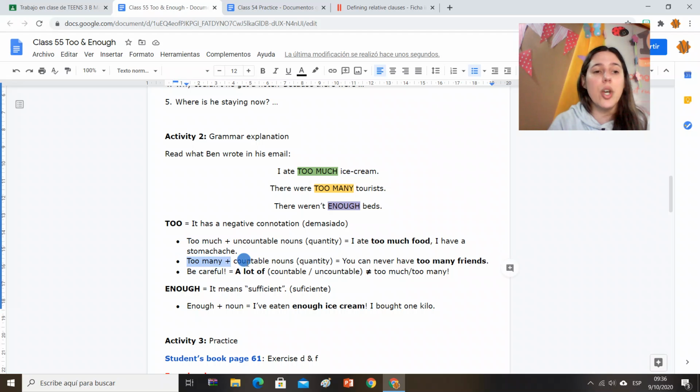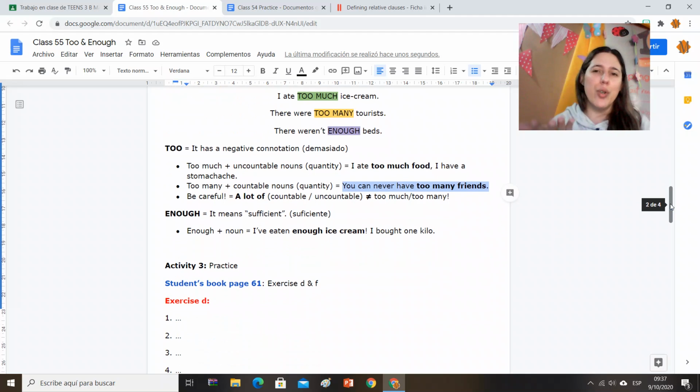Too many is going to be followed by countable nouns. You can never have too many friends. Nunca puedes tener demasiados amigos. ¿Ok? Siempre hay espacio para más. Friends, you can count. ¿Sí? A lot of se va a utilizar siempre para todos, contables e incontables. Después yo si quiero decir que tengo mucha plata o tengo muchos amigos, I have got a lot of money, a lot of friends. ¿Sí? A lot of no tiene diferencia. Ahora, too much and too many, much uncountable, many countable.